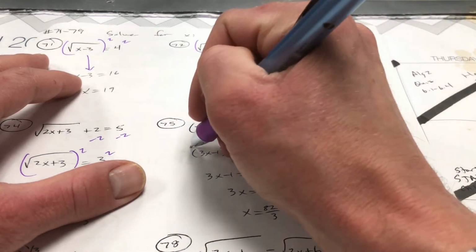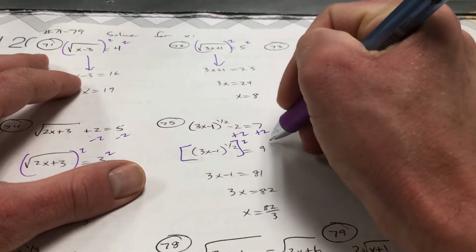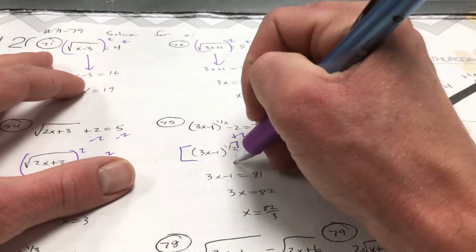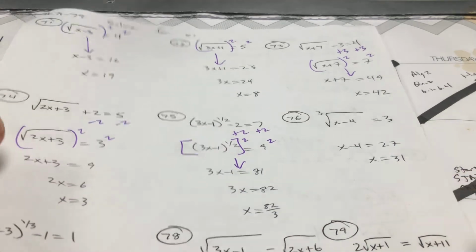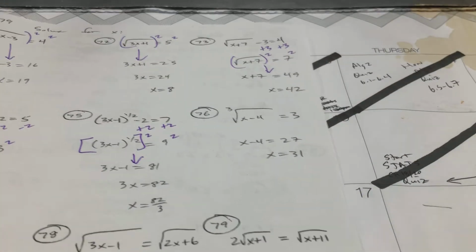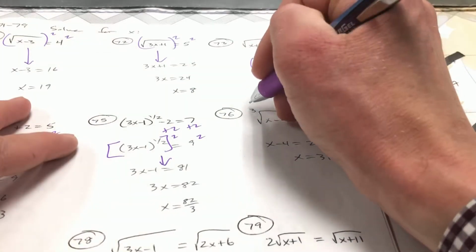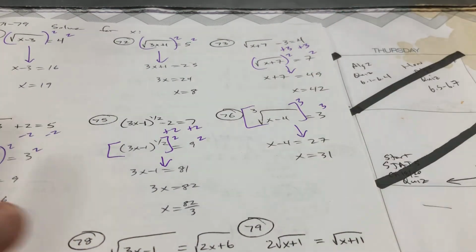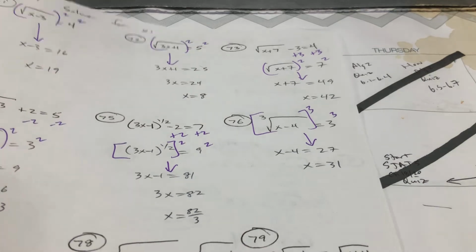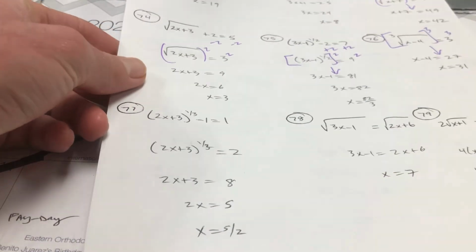75, I'm going to add 2 to both sides. So the 1/2 power, that is the square root. So I'm going to raise both sides to the second power, i.e. square both sides. Then that's how I get my answer. On 76, I'm going to raise both sides to the third power. That's 27, 3 to the third, not 9. Again, you guys can go from there with the work. Pause it whenever you need to.